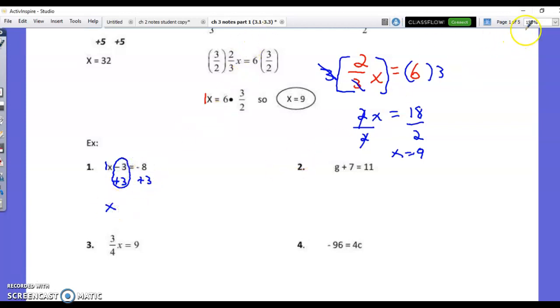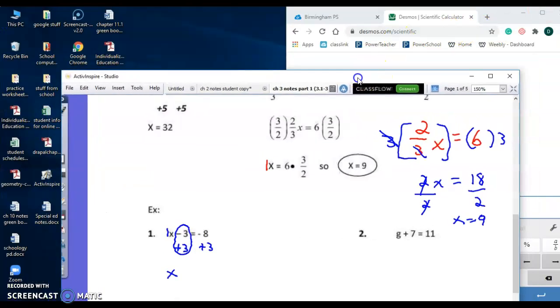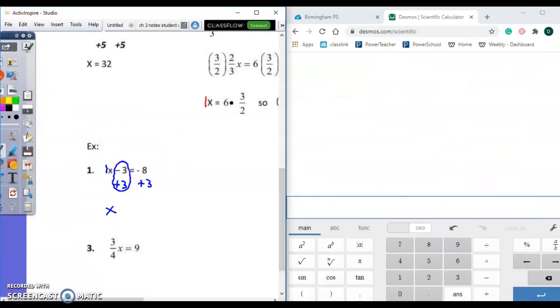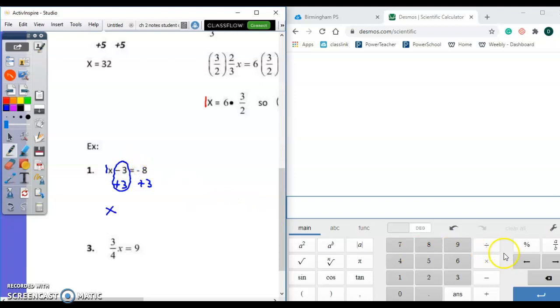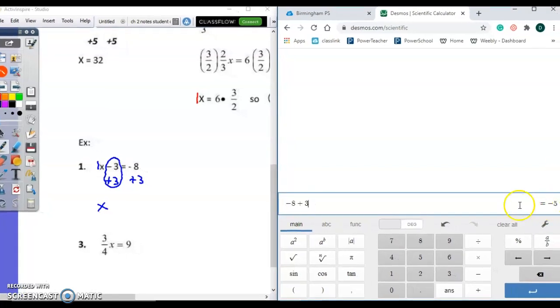And then on your calculator, just make sure you guys are getting the right information here. So I have a negative 8 plus 3. So negative 8 plus 3, that gives me a negative 5. So in this case, x equals negative 5.